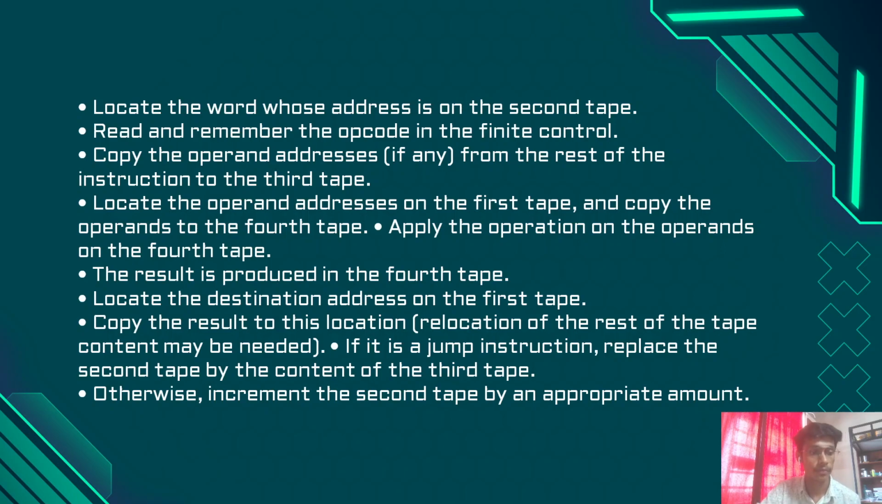Locate the operand address on the first tape and copy the operand to the fourth tape. Apply the operation on the operands on the fourth tape, and the result is produced on the fourth tape. Now locate the destination address on the first tape and copy the result to that location. If it is a jump instruction, then replace the second tape by the content of the third tape. Otherwise, increment the second tape by an appropriate amount.